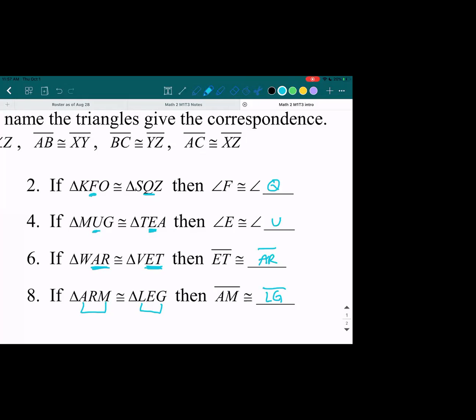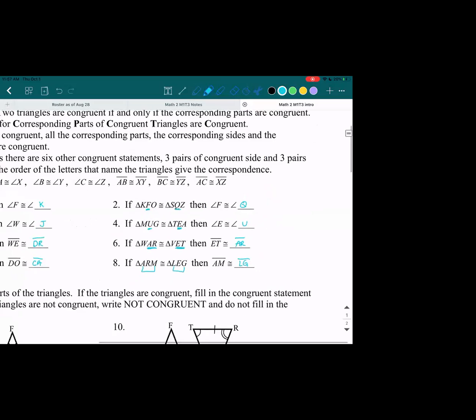Yes, Miss Jade? So you know how I said I'm doing it on Google Docs? Do you want me to share it with you, or do you want me to attach it? Attach it. Okay, yeah, attach it. Just wanted to make sure. Thank you. Good question.